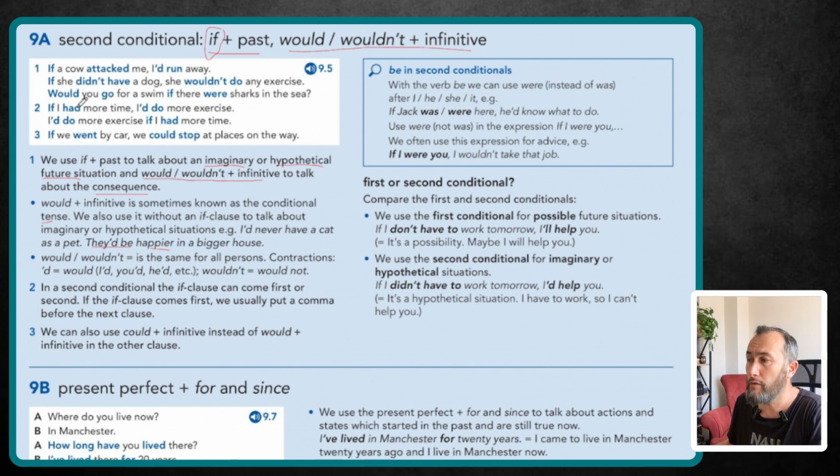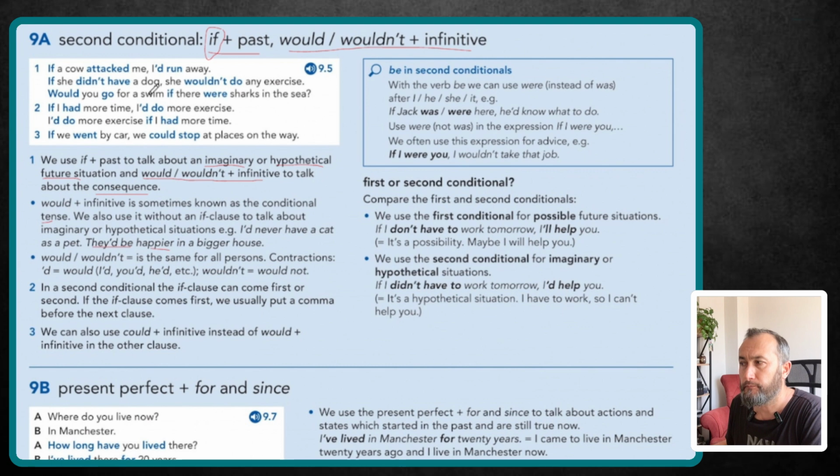Now, question form. Would you go for a swim if there were sharks in the sea? I'm giving an imaginary question. Let's imagine if there were sharks in the sea. Would you go for a swim? You see? You're not going now. I'm just asking an imaginary question. So in that case, we use would you go, not will you go.